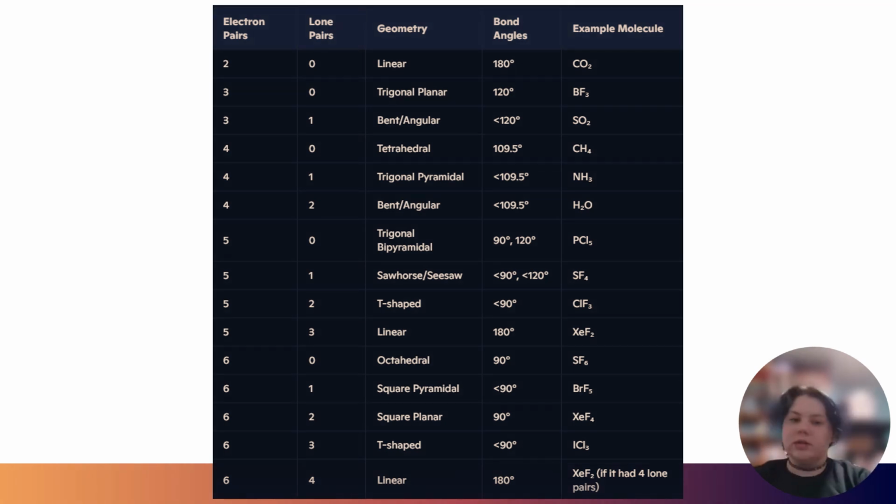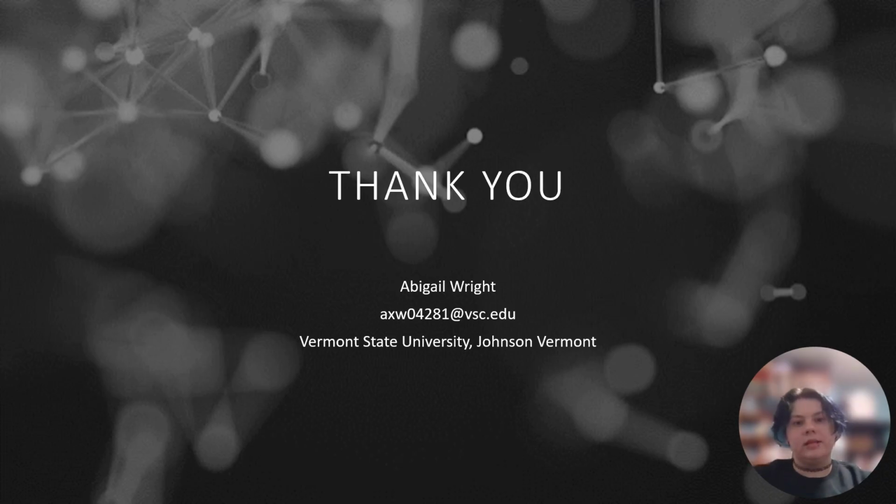And then the screen here just has a table put together of all of the different types of geometry that can be found. They've got different examples of molecules that would have an arrangement like that, as well as how many electron pairs and lone pairs would be found in each of those. And that's it.